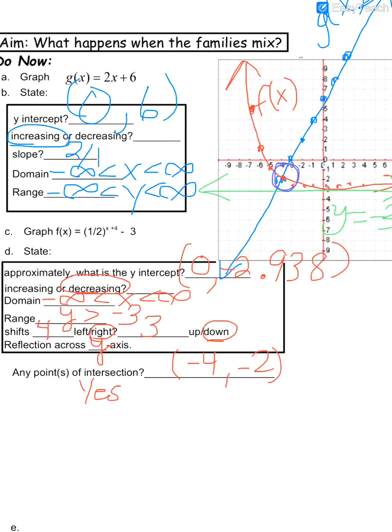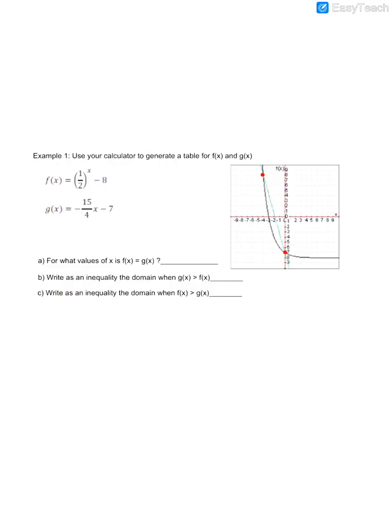So let's think about this. When you have an exponential function, it could hit the line once. It could hit the line twice. It's possible. Or it could hit the line never, meaning no points of intersection. So it could be 0, 1, or 2 points of intersection. All right, let's keep going.